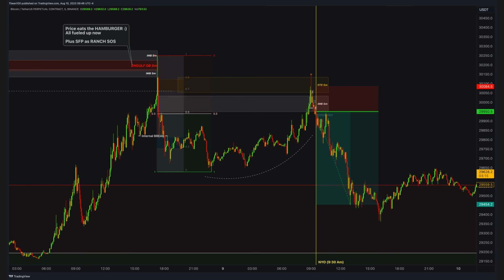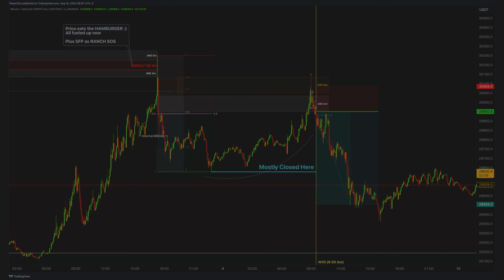What did I target? My main target was this open parabolic liquidity below. So this trade mostly ended here. It seems complicated, but once you get used to it, it will get much easier.